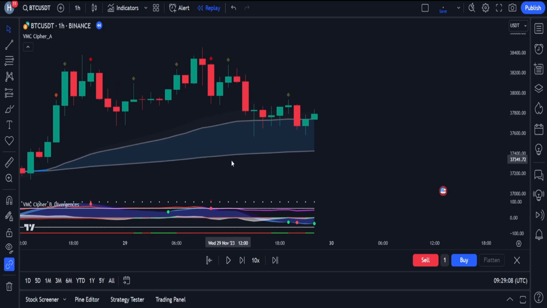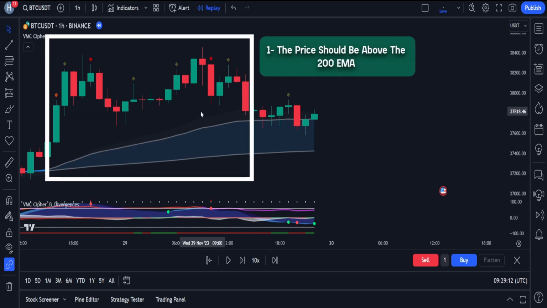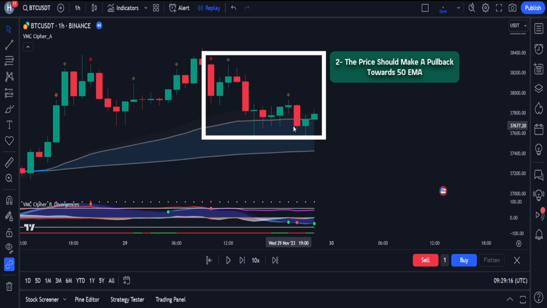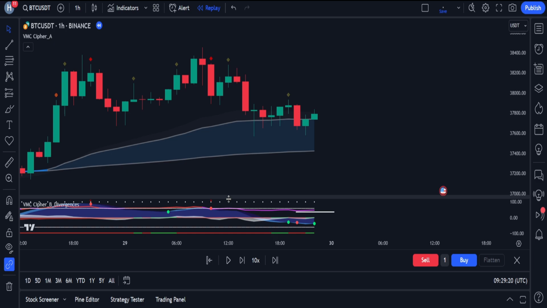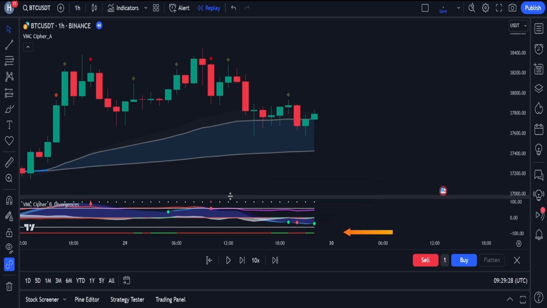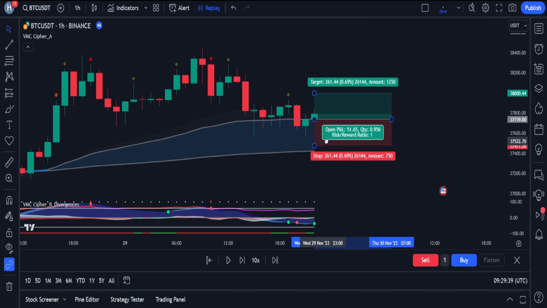So for a buy trade to be valid, first of all, the price must be above the 200-period EMA, just like it is here. Then it should fall back closer to the 50-period EMA. After this happens, we will look at our second indicator down here. This blue wave should change from a light blue color to dark blue color, which will result in the indicator printing a green dot. Finally, this line here should be green in color, which we have already discussed means that more people are buying this asset. If all of these conditions are met, you can open a buy position.